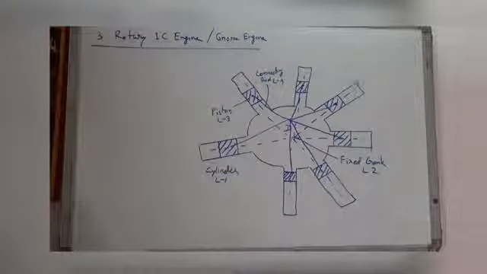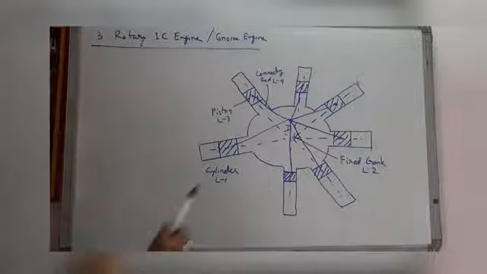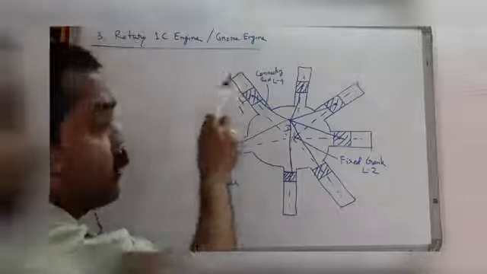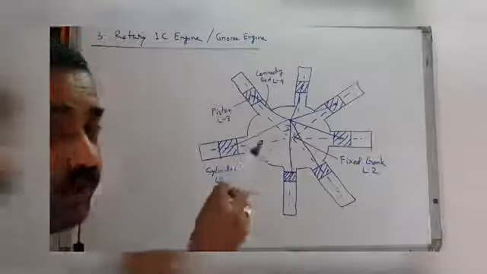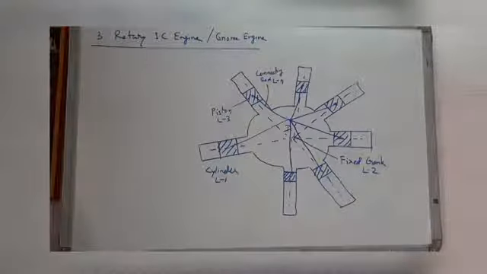Sometime back, rotary internal combustion engine was used in aviation. This type of engines have been used in aviation, means aeroplanes. But nowadays, gas turbines are used in its place.